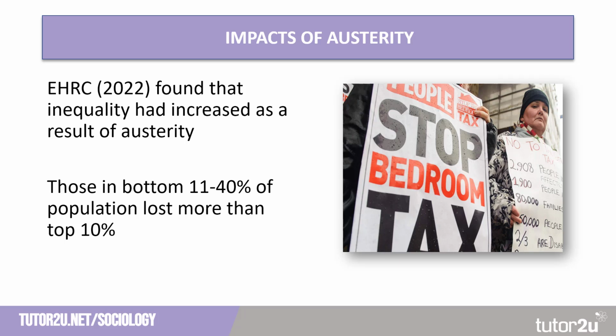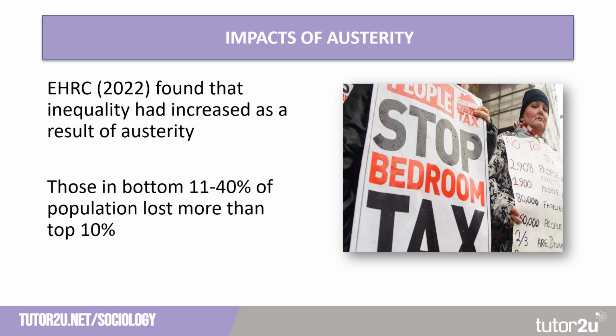While some argue that these policies were necessary in order to balance the books, recent research has highlighted that these policies, amongst others, hit the poorest families the hardest and increased poverty in the UK. The Equality and Human Rights Commission in 2022 examined the impacts of austerity and found that these policies had created greater hardship amongst the bottom 11 to 40% of the population, who financially lost out more in benefits and support allowances than those in the top 10% did from cuts to services.